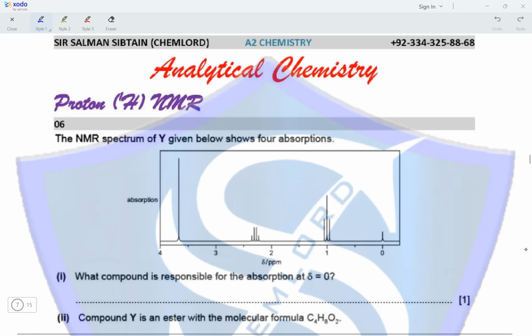Question 6. The NMR spectrum of Y given below shows 4 absorptions. What compound is responsible for the absorption at 0? It will always be the compound TMS, which is short for tetramethylsilane, and that will always be the compound having a peak at delta equals 0.